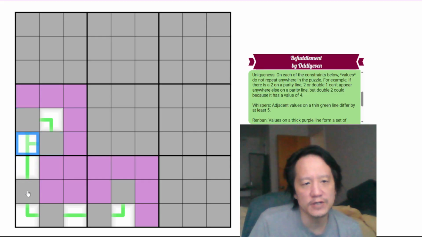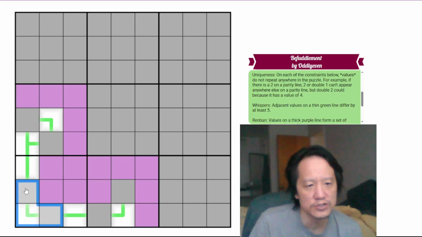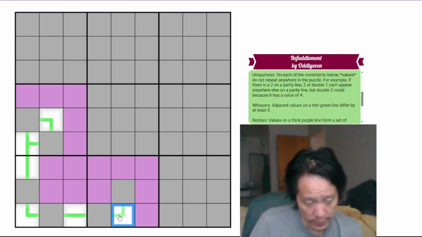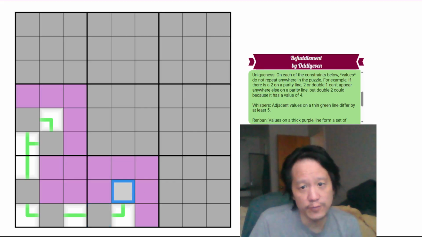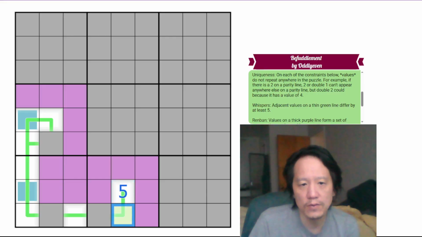5 can't be next to 2 double digits here. 5 can't be next to 2 double digits here, nor here, nor here, nor here, nor here, because these cannot both be doubled. Therefore, this is a 5, and this must be doubled. So this is doubled, which means this cannot be doubled.